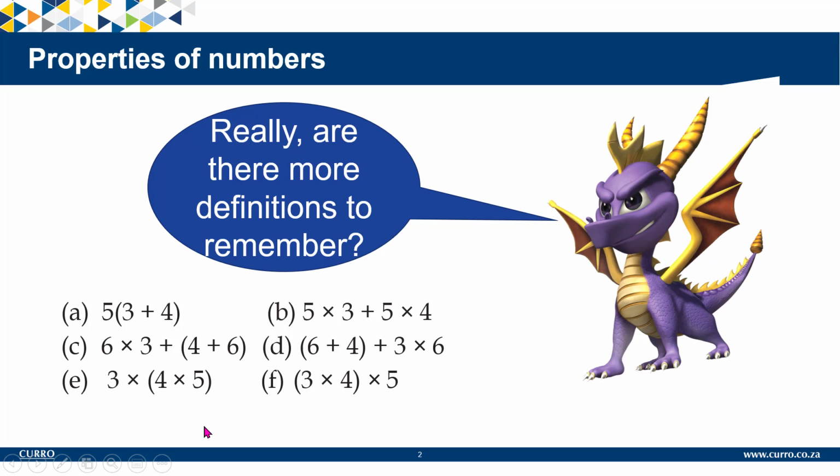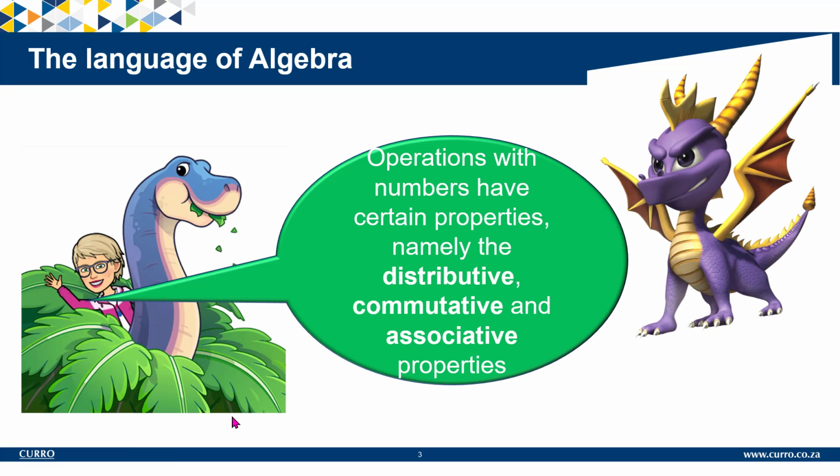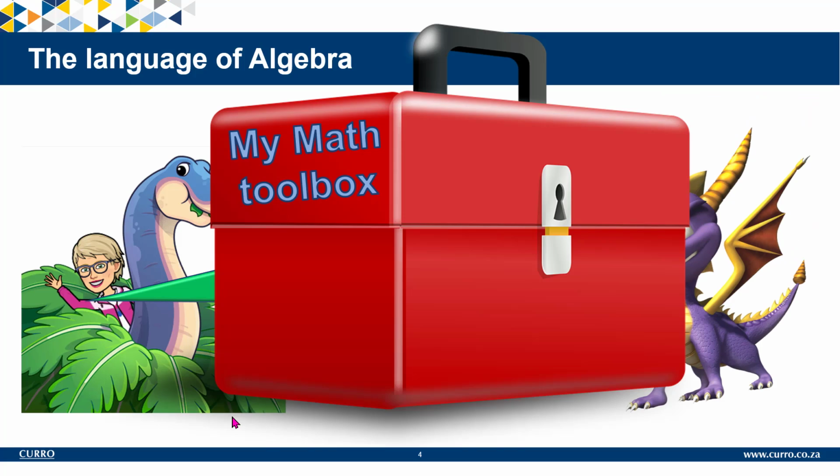Now here are 6 different calculations, and you'll see some of them will give you the same answer. And these are the type of properties that we are going to investigate. Operations with numbers have properties, namely the distributive, the commutative, and the associative. Guys, you must try to remember the words distributive, commutative, and associative.